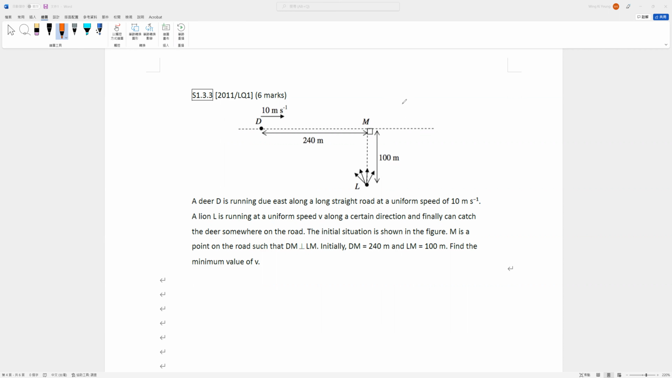finding the relative velocity of the lion. That will be the velocity of lion minus the 10. Then it should point towards the deer. You try to draw it and see how to make the velocity of lion the smallest. So it will be the 10 to the left plus the velocity of the lion.